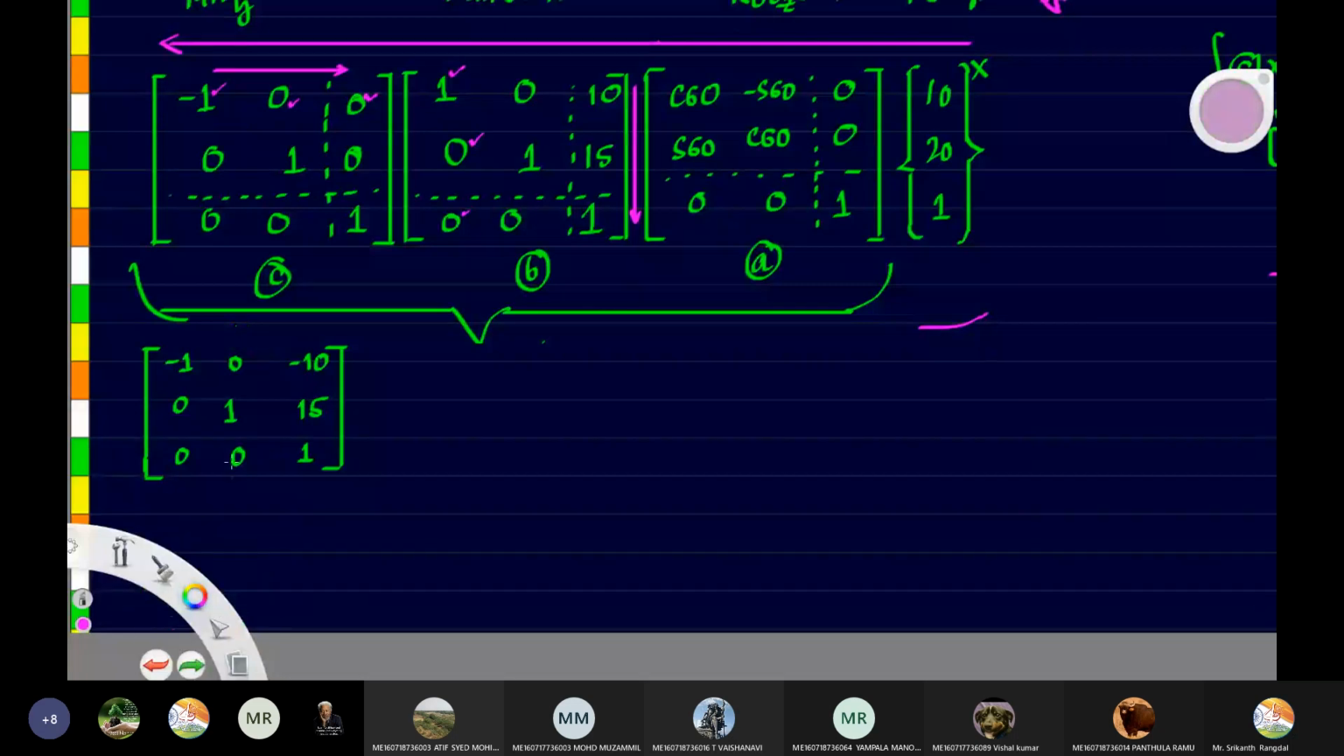Let me write in this color because we are using this color for explanation. So the C into B matrix, this is what we got. Okay, now let's do the other matrix. Fine. So which matrix we will do next? We'll multiply A and P. So matrix A into P. Okay, so let's do this.